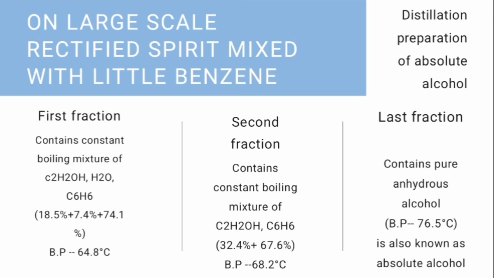On large scale, rectified spirit is mixed with a little benzene to form absolute alcohol. After that, it is subjected to distillation. The first fraction contains only 18.5% of ethyl alcohol, 7.4% of water and 74.1% of benzene. After second distillation, the second fraction contains 32.4% of alcohol and 67.6% of benzene. And then after another distillation, the last fraction contains pure and anhydrous alcohol.